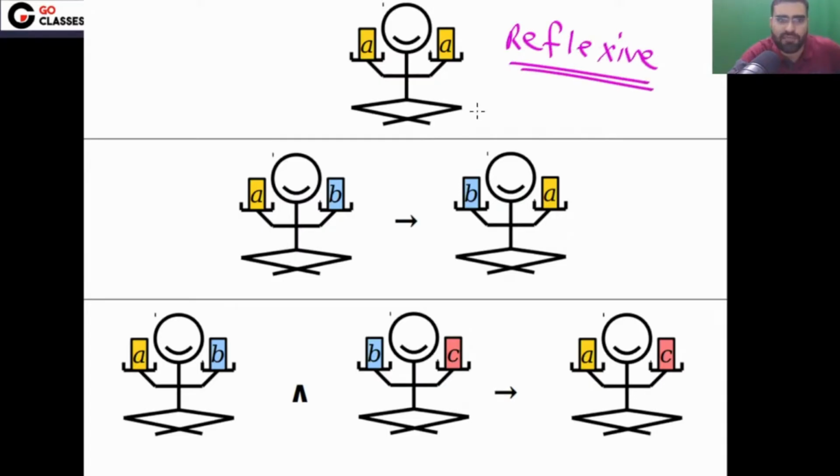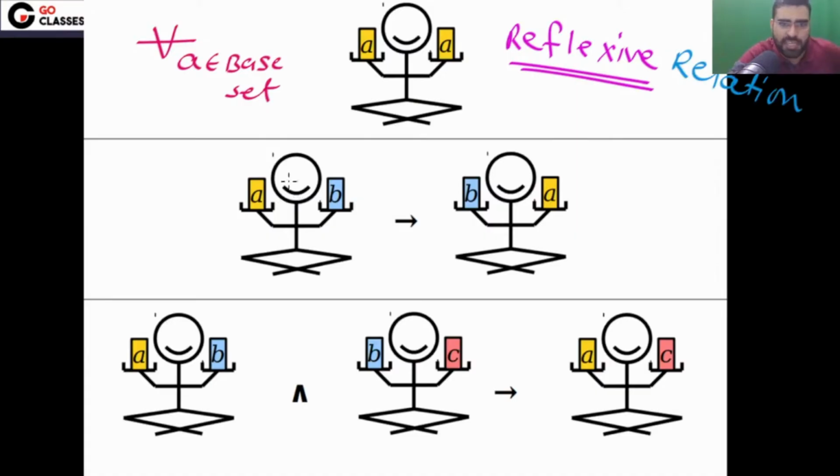This will be reflexive if for all the elements A in the base set, this happens. For every element, it should be related to itself. Then we will call this a reflexive relation.